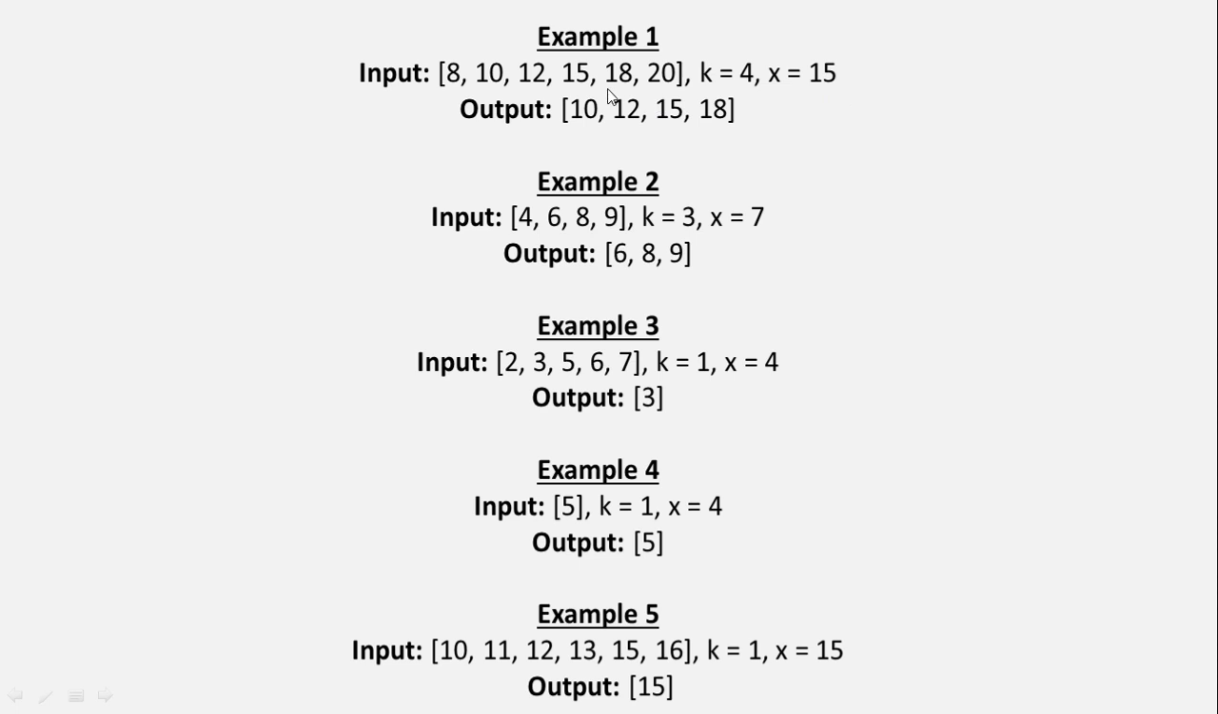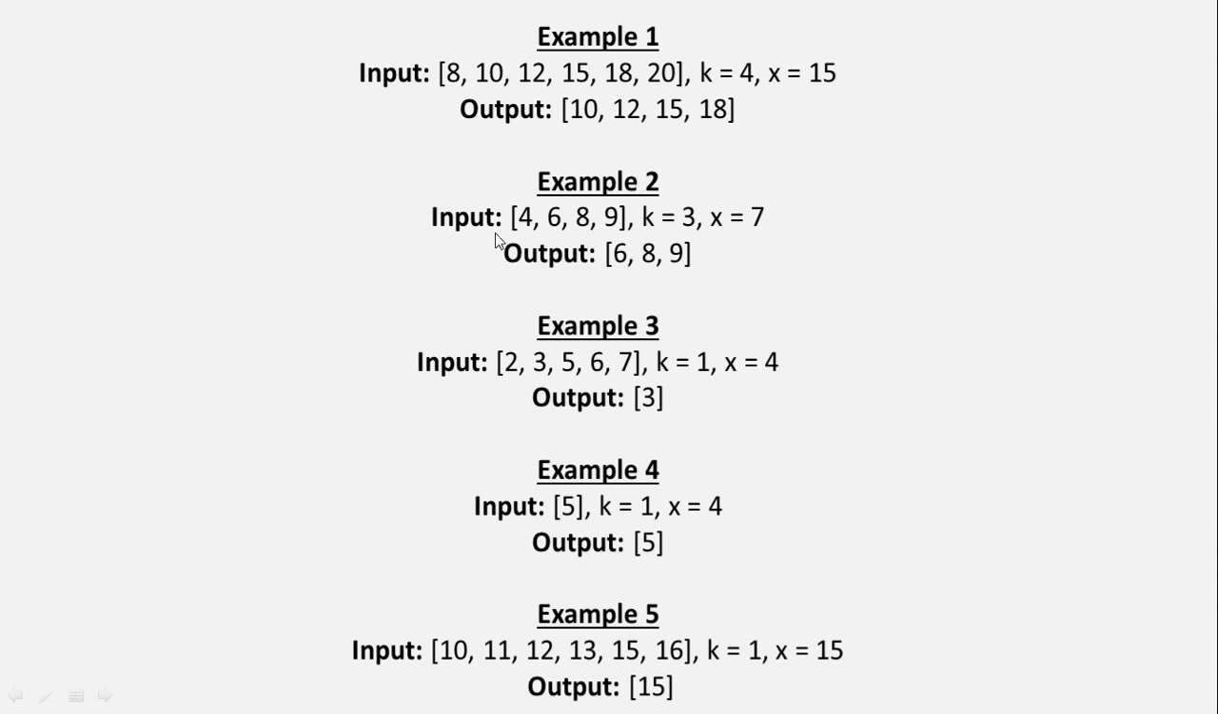In this case, 15 is already present in the array, so it will also be a part of the output. If you have a close look, you'll find that the values 10, 12, 15 itself and 18 are the values which are closest to 15. So that is going to be your output. Now the next question is, what if 15 was not a part of the input array? That brings us to the next example.